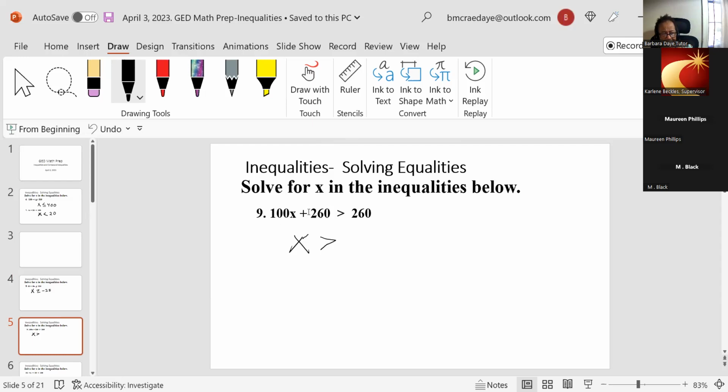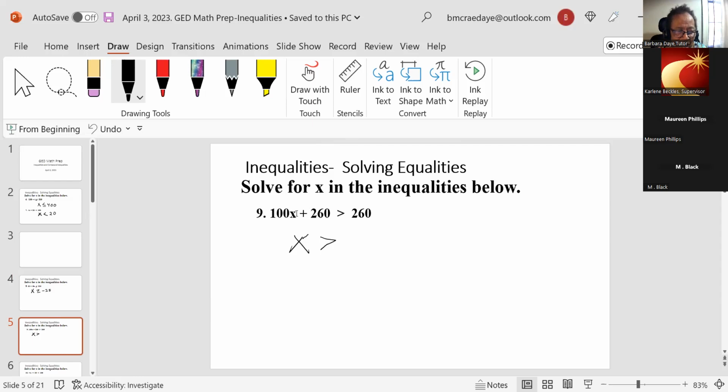No, I'm wrong. I know what the answer is. I forgot that I shouldn't do that. What's the answer, Mercedes? What's your first step? The first step was to subtract 260 on both sides. That's it. Very good. Excellent. Subtract the 260 from both sides.